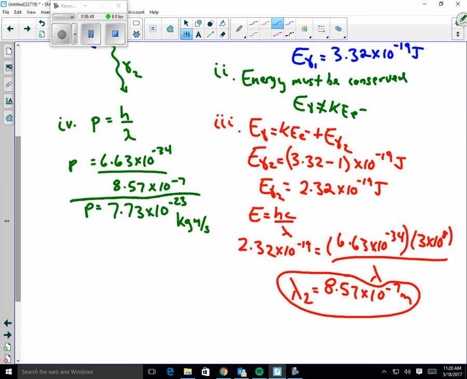And that is a tiny, tiny momentum. 10 to the minus 23 is going to be a very, very small momentum. But that makes sense because it's a little tiny particle of light. You don't get knocked over by light. Light does not have a large momentum.